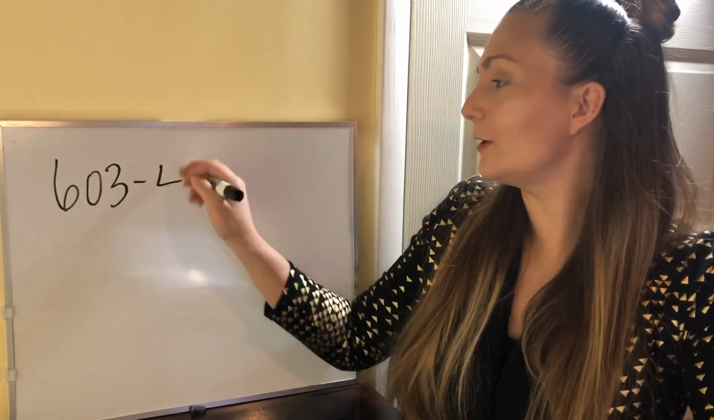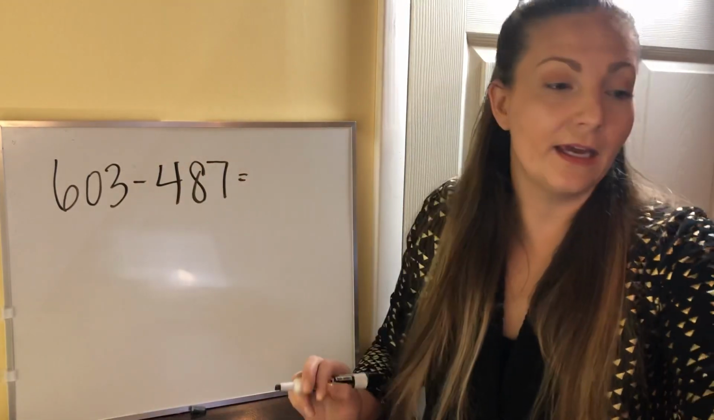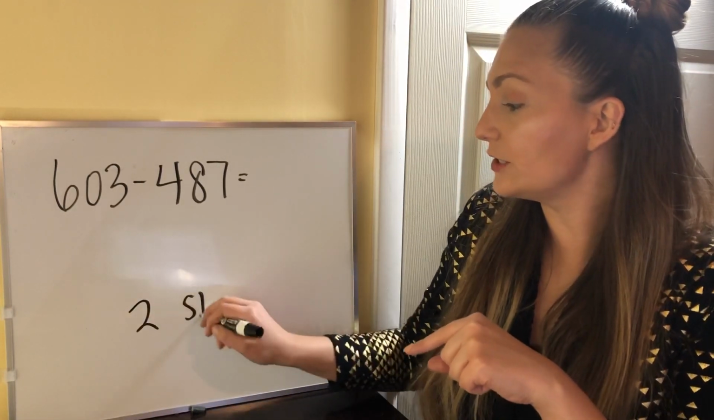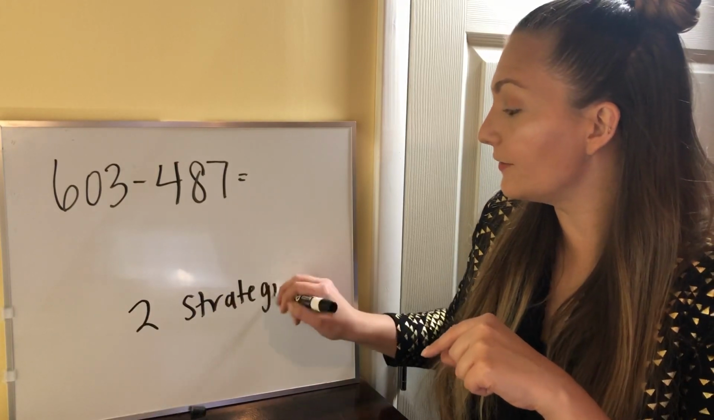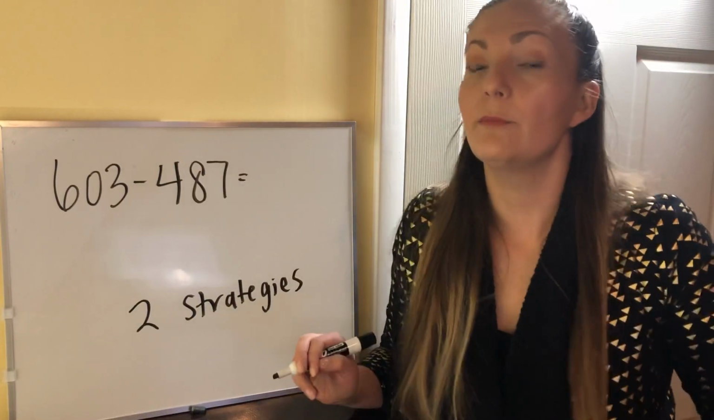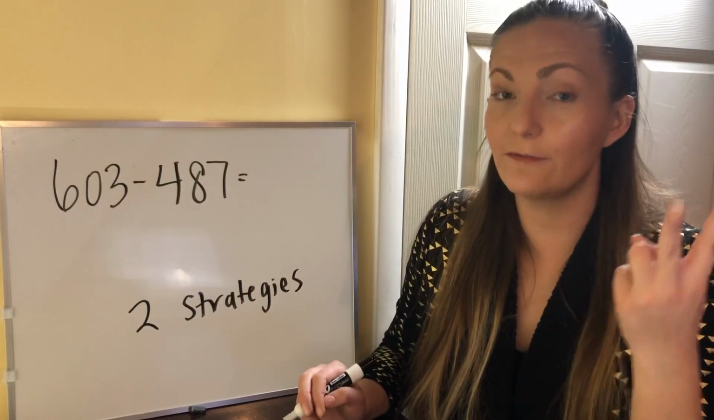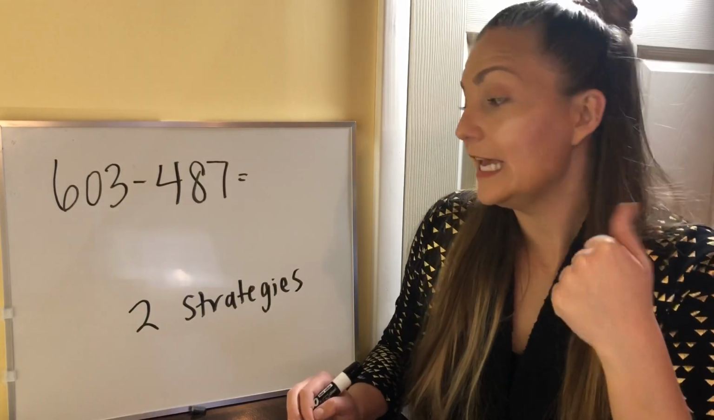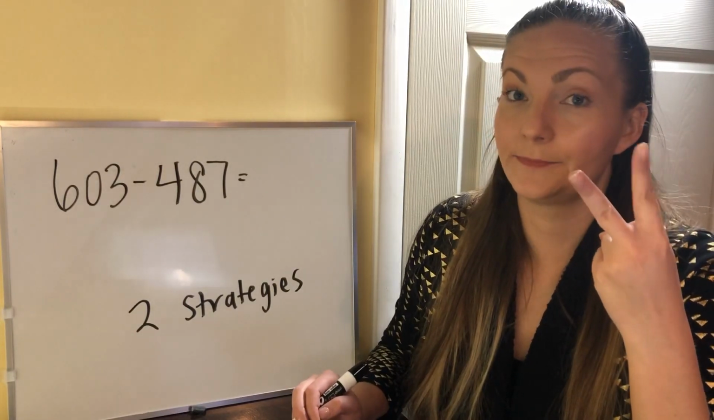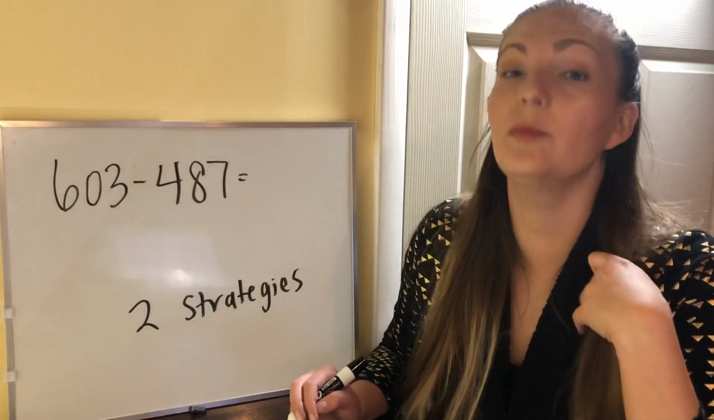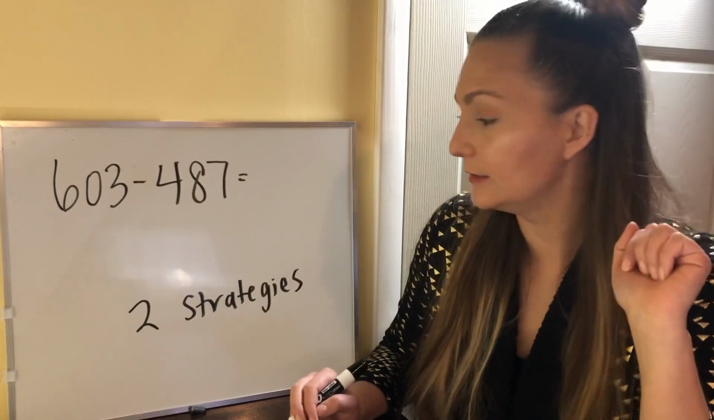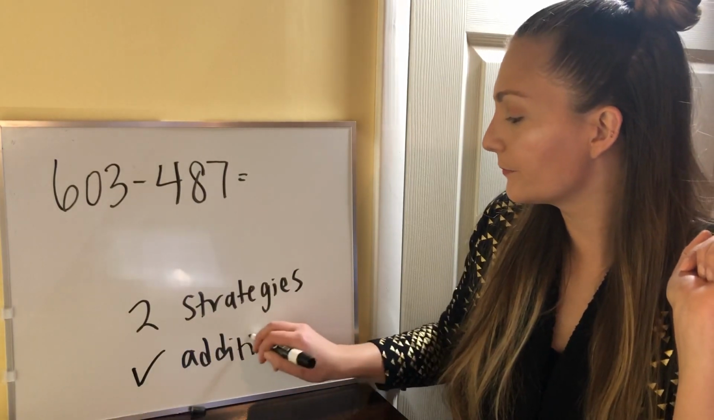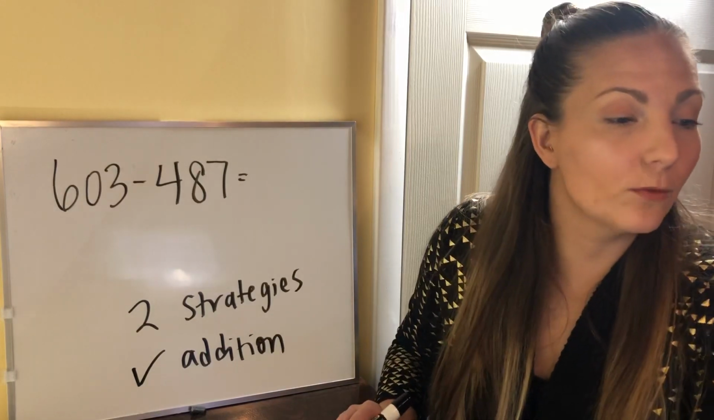Okay, 603 take away 487. And what you're going to do when you solve is you're going to use 2 strategies. You can use any strategies that you want, but use 2, so it'll help you check. If you get the same answer twice, what does that tell you? That's probably correct. If you get 2 different answers, what does that tell you? That there's probably a mistake somewhere and you go back and check. And then you can also check with an addition sentence.